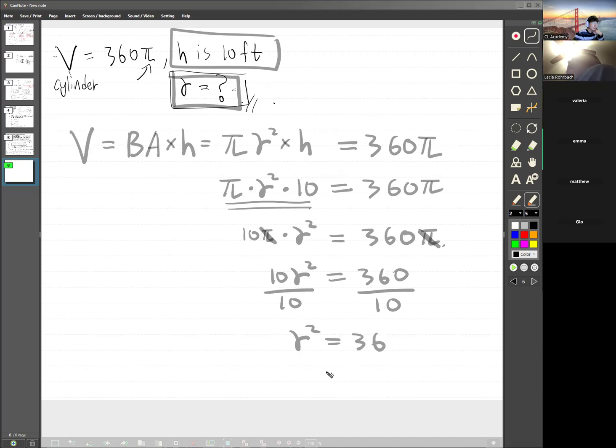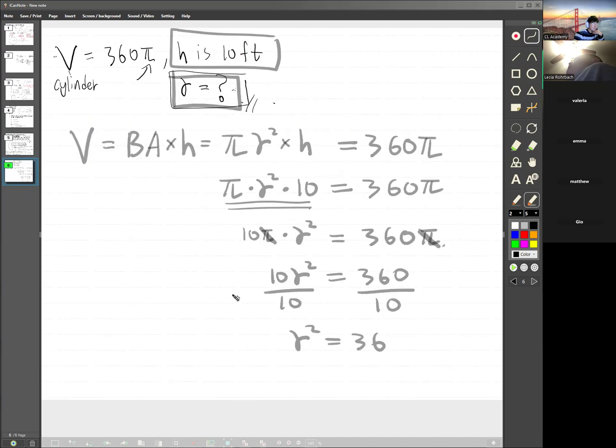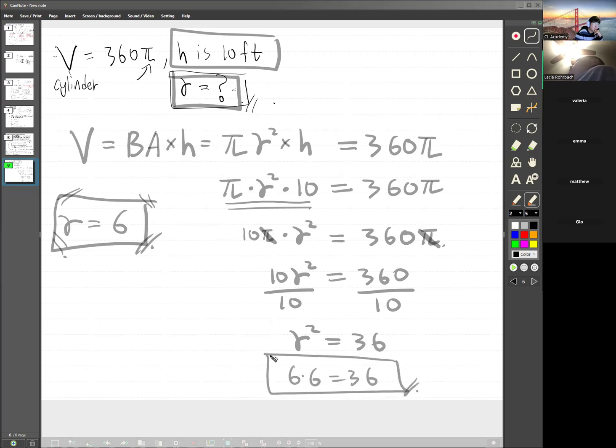Now, what number squared is 36? 1 squared is 1. 2 squared is 4. 3 squared is 9. 4 squared is 16. 5 squared is 25. 6 squared is 36. So radius will be 6, because 6 times 6 is 36. So radius will be 6. That would be a hard question.